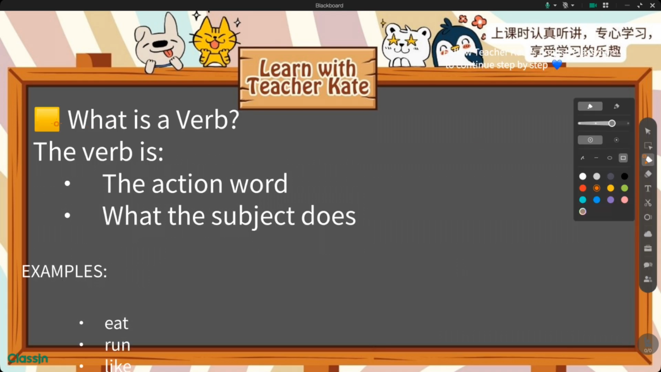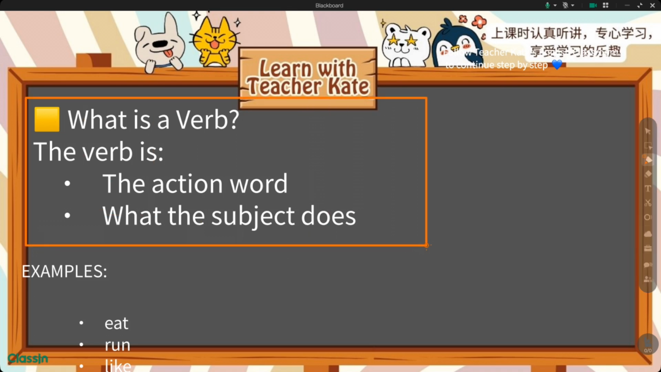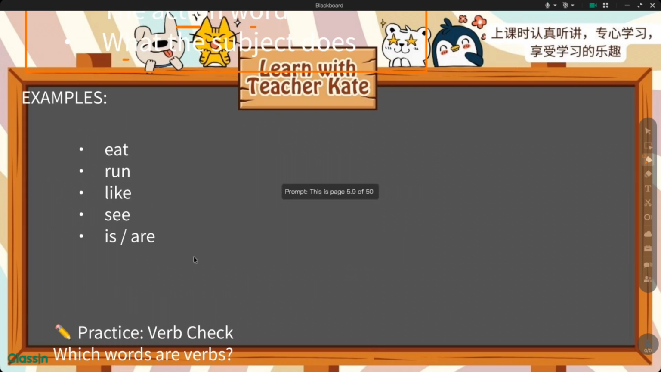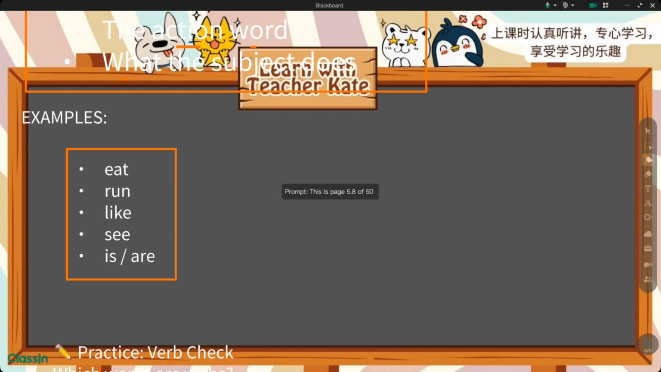So what is a verb? The verb is the action word and what the subject does in a sentence. Remember, every sentence needs a verb. Verbs show an action or a state. Here are some common verbs: eat, run, like, see, is, are.